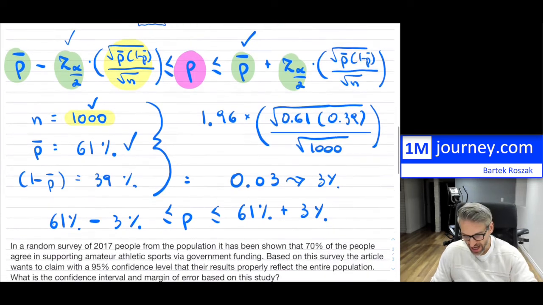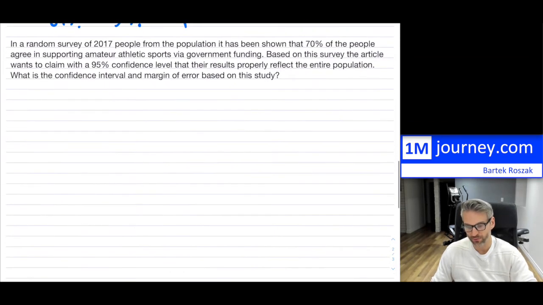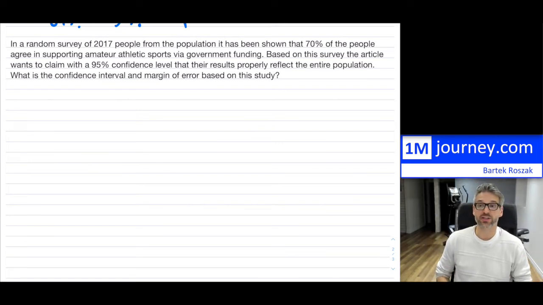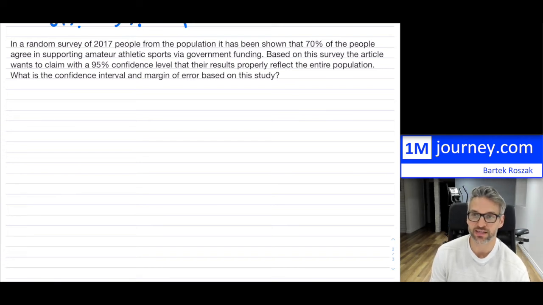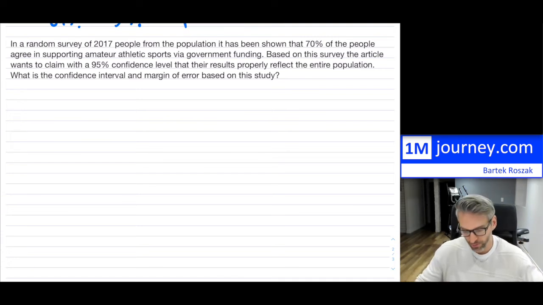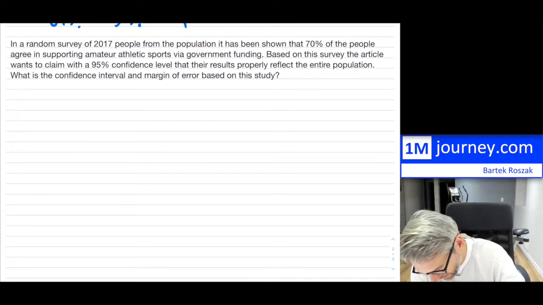Now, what if we actually had a word problem? So here's a word problem that we can do, again, to see how this works. Let's say in a random survey of 2017 people from the population, it has been shown that 70% of the people agree in supporting amateur athletic sports via government funding. So this is basically what we are trying to see, proportionally, what happens.